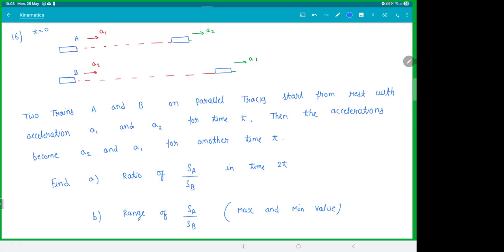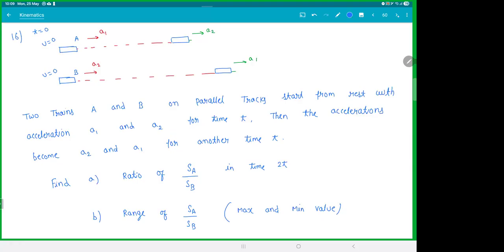I hope the picture is clear. If anyone didn't understand the question, please ask me. We have two trains, both starting from rest. Initially, A's acceleration was A1, B's acceleration is A2. They go with this acceleration for some time t. At that point, both the engines decide they'll exchange the acceleration. So A started going with A2 and B started going with A1. They do this for another time t. Our problem ends at this point. After that, what happens to the trains, we don't care. So till 2t, what is the ratio of distance traveled by A and B?